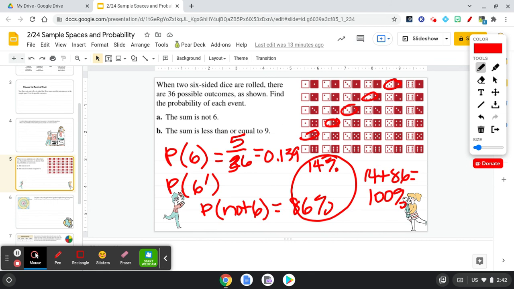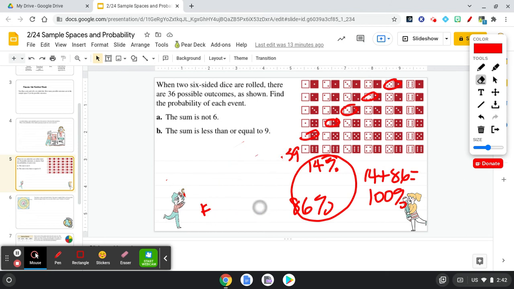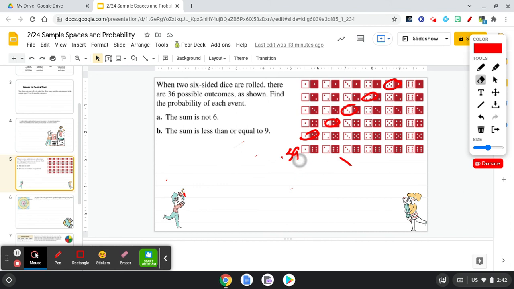All right? And those are called complements. So again, please rewind, pause, whatever you need to do to take notes. All right, so the probability of not 6 equals 86%.